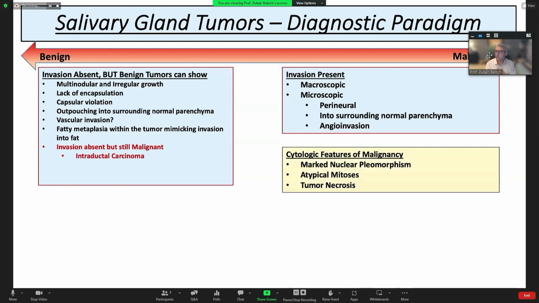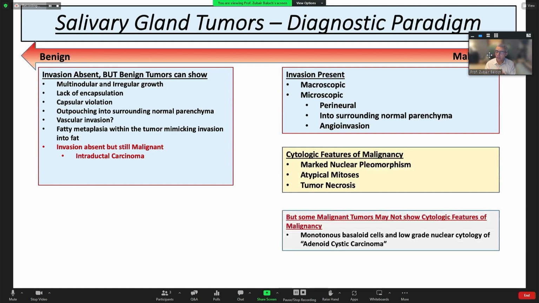The other thing is cytologic features of malignancy: marked nuclear pleomorphism, atypical mitosis, and tumor necrosis. So I just showed you a case of a squamous metaplasia, which almost looked malignant, or actually looked malignant on cytology. If you use those criteria for malignancy, and then you look at other malignant tumors like adenoid cystic carcinoma, that is the most monotonous cell population without any necrosis or any nuclear pleomorphism.